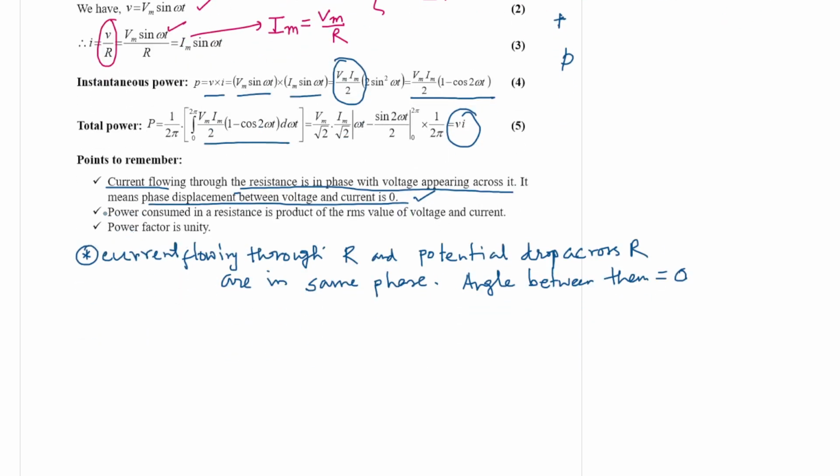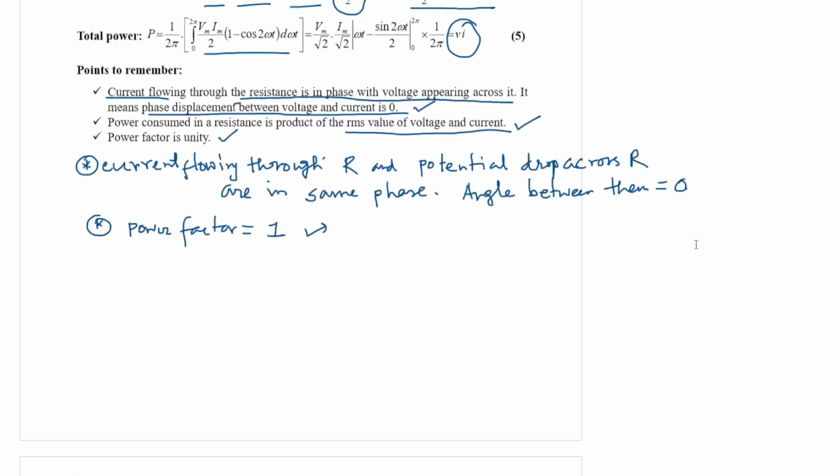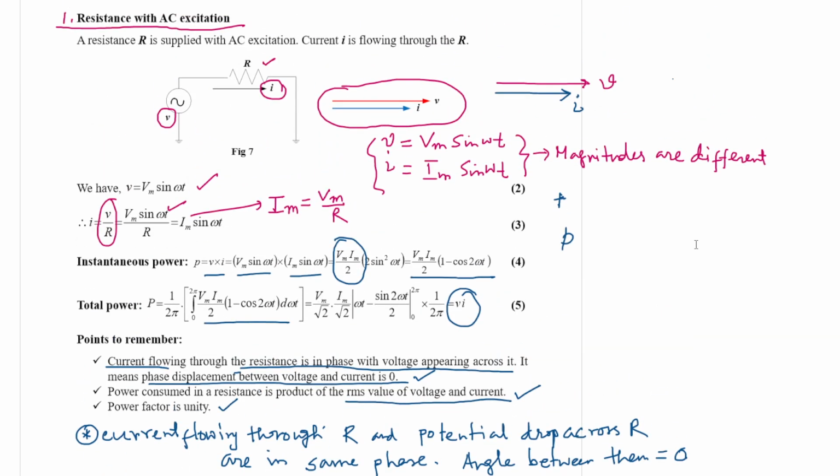So in the second point it is written power consumed in the resistance is the product of RMS value of the voltage and current. And the last point is power factor is important. Power factor is always 1. So let us consider this for the time being. We shall discuss this power factor in more detail later on in this course. So this is the behavior of the resistance.